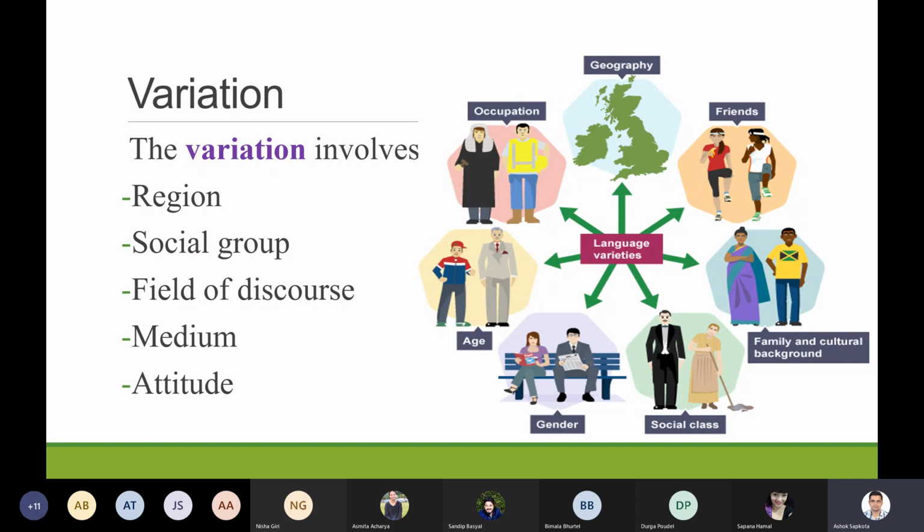Look at the word discourse here. Field of discourse relates to the activity in which they are engaged. The medium may be spoken or written, generally depending on the proximity of the participants in the communication. And the attitude expressed through language is conditioned by the relationship of the participants in a particular situation. So look at this, how language differs, how English use differs with regard to the variations also.